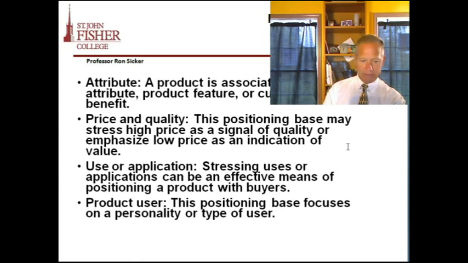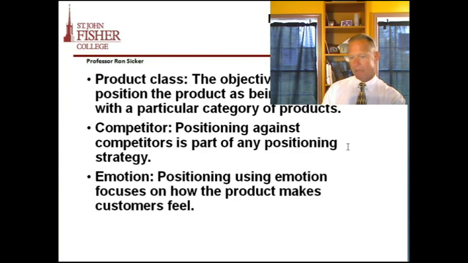Oftentimes, there's ways of doing that, and then you can position it as a product user. Product class is also a way to position. Class would be, say, a class of car. Look at Mercedes. They have their C class, they have their E class, they have the other classes of cars. They're positioned that way. You can position it against your competitor. Oftentimes, Aldi's, we just talked about them, can position themselves against, say, a Wegmans or against a Tops or against a Kroger out there, and they find that they are positioned very, very well.